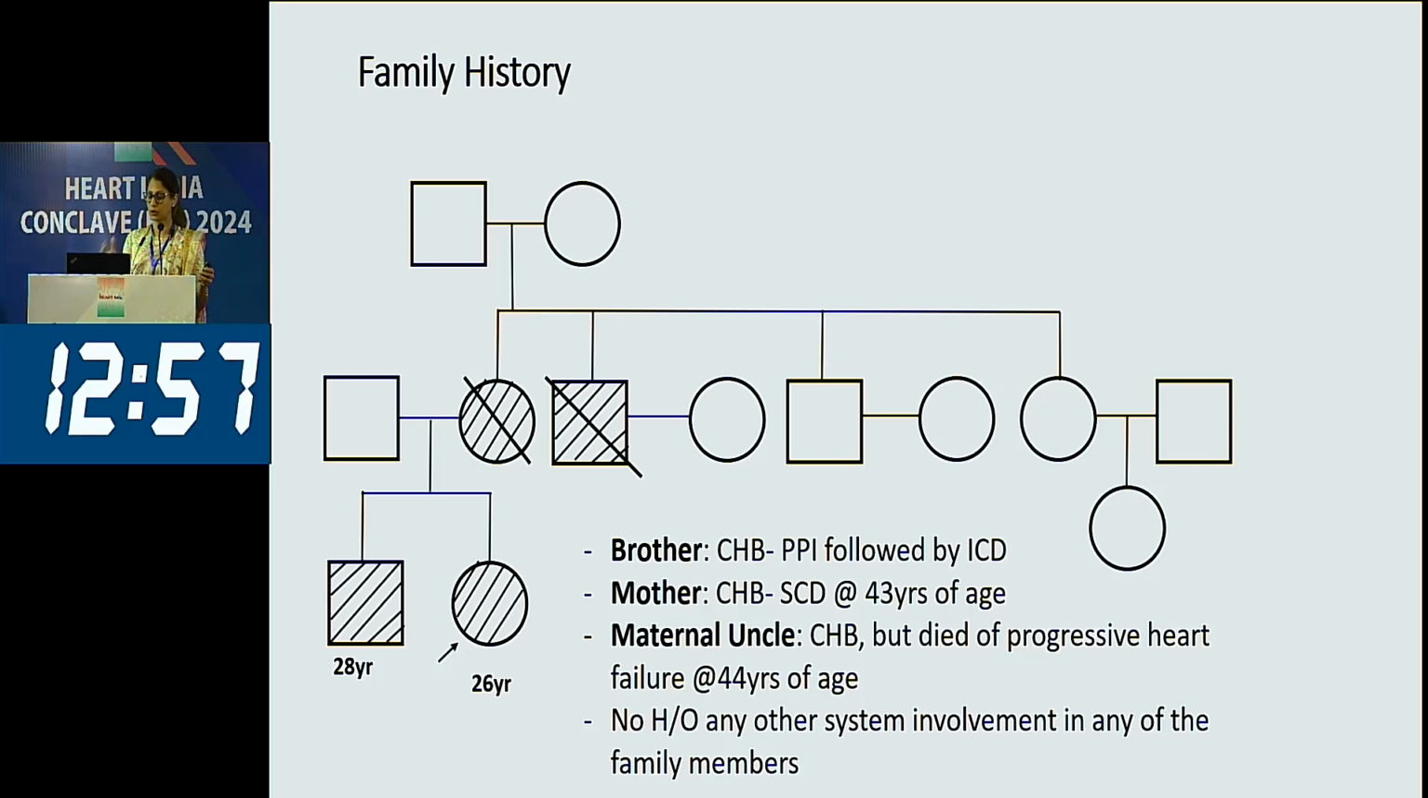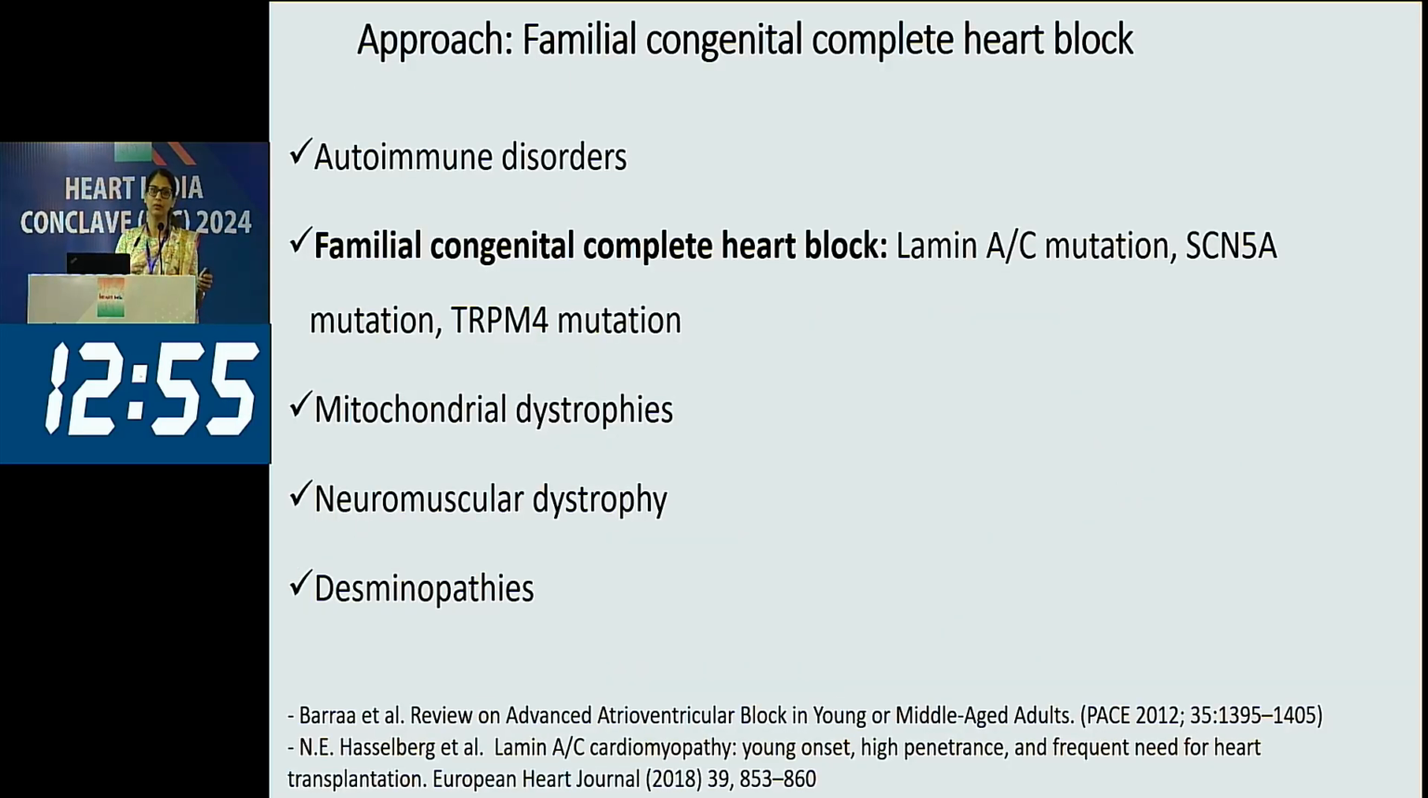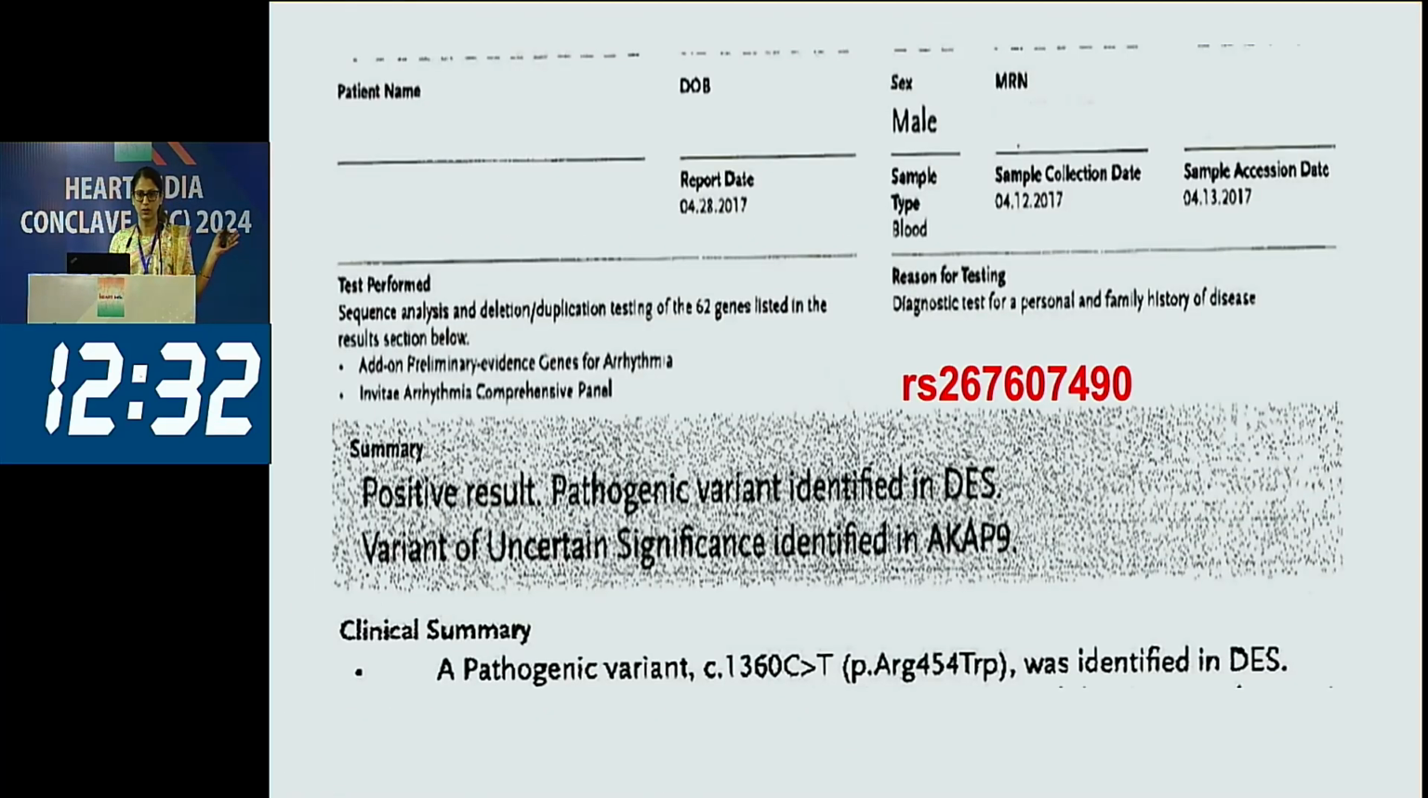This helps you to suspect what the mutation can be or where it can be, because the chances of picking up the abnormality are very high. I'll not go into much detail, because you may have Lamin A/C mutation, SCN5A mutation, mitochondrial dystrophy, and you should see the systemic body of the patient. She didn't have any other systemic abnormality, no neuromuscular disease, no eye involvement, nothing. So you do genetic testing, and she is one of the desminopathies.